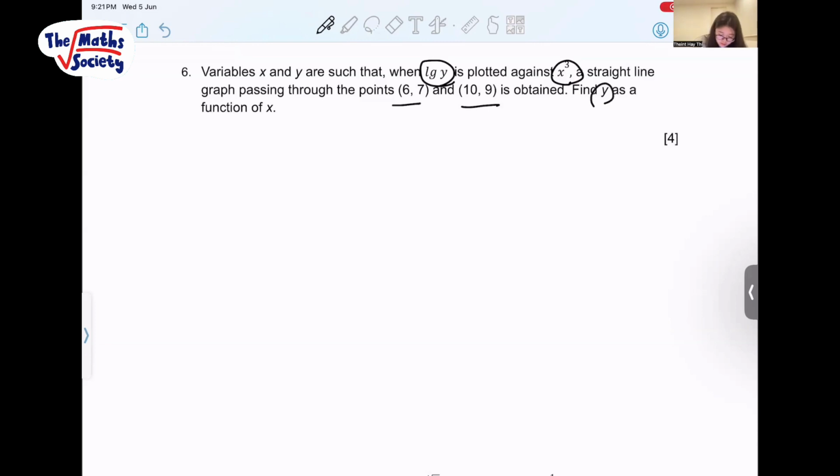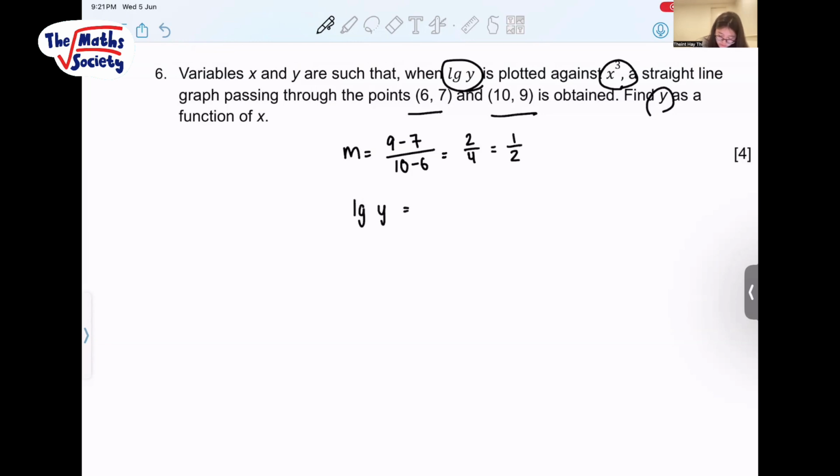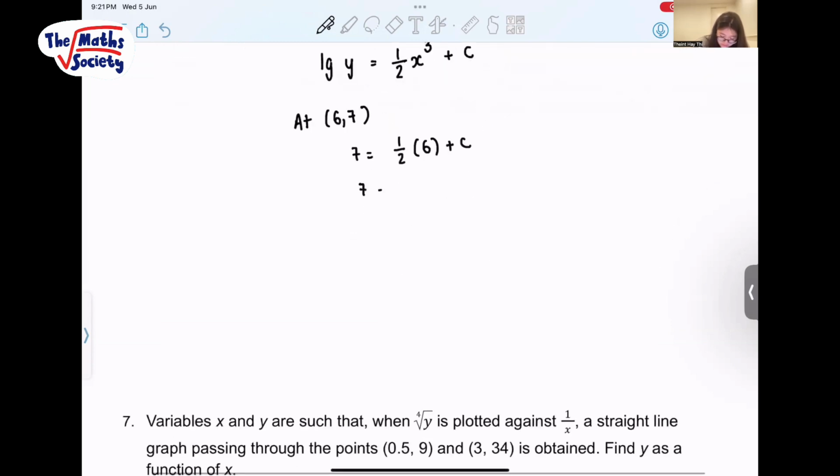So let's try to find the gradient first because we know we need to find the gradient first. So it's going to be y2 minus y1 by x2 minus x1. So it's going to be 2 by 4. And that's just half. And then we know that because it's not normal y, this lg y equals half x cubed plus c. And we can just use that at (6, 7). So it's going to be 7 equals half times 6 plus c. And it's going to be 7 equals 3 plus c. So you have c of 4.